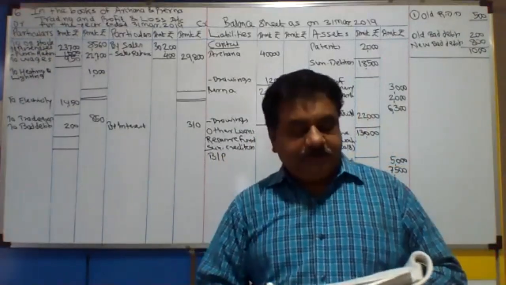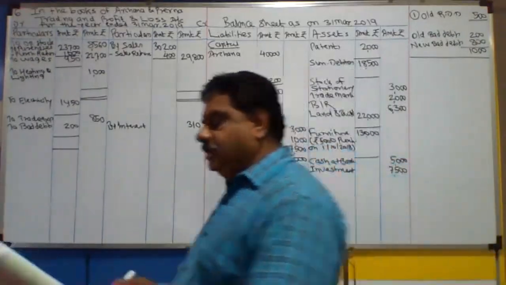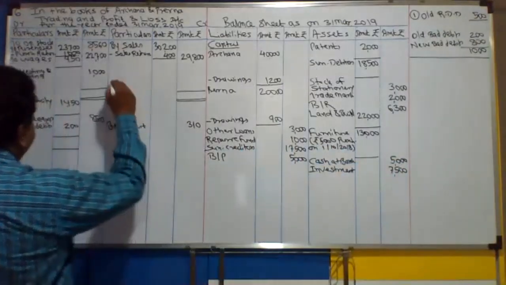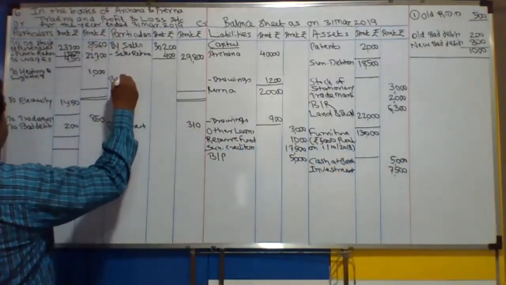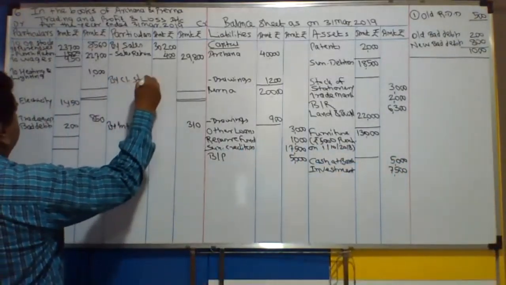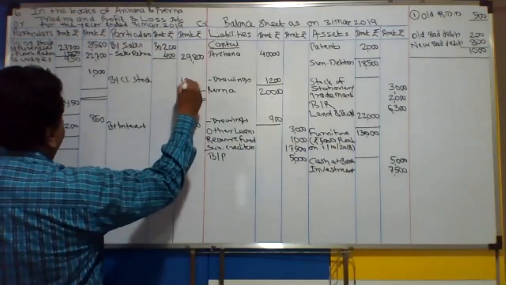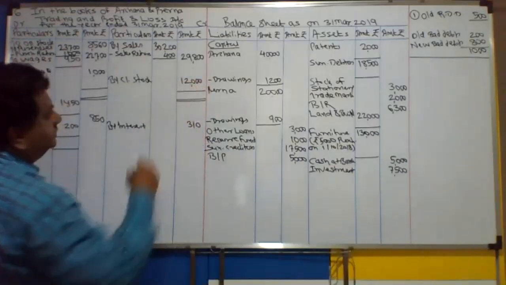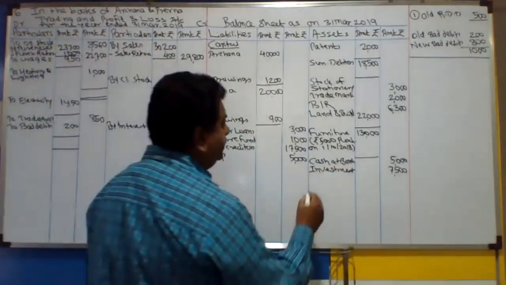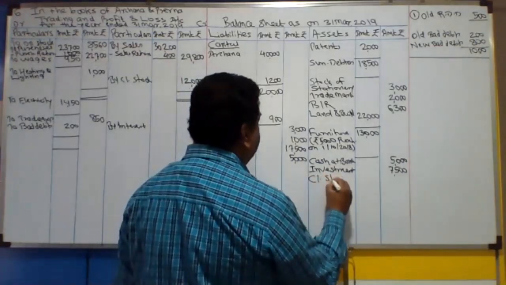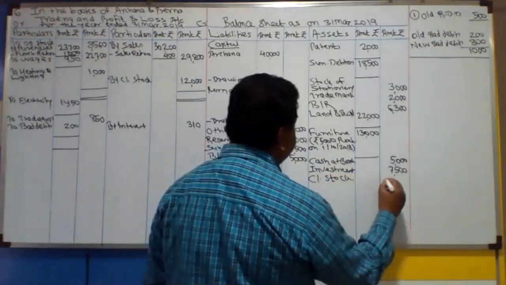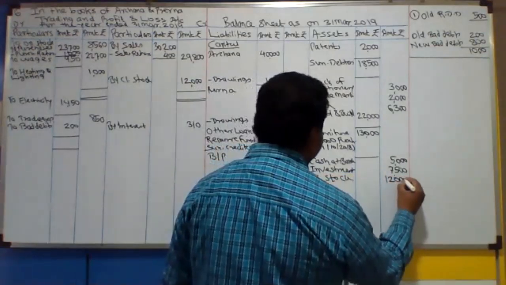Now proceed with adjustment number 1, closing stock. So हम लोग 12,000 लेने वाले हैं. Trading account credit, and to be recorded in balance sheet assets. Closing stock: trading credit and balance sheet assets, 12,000.